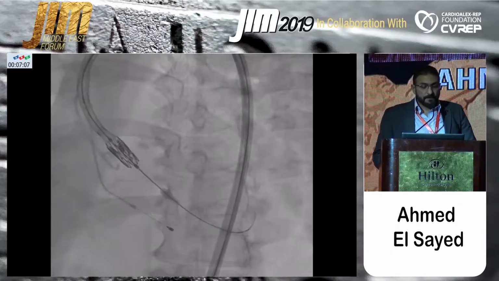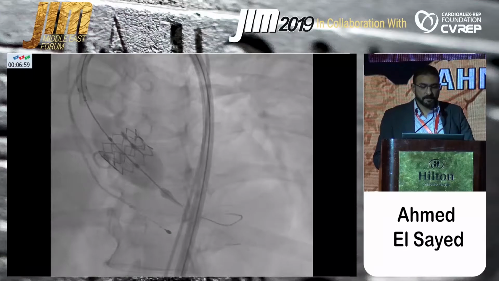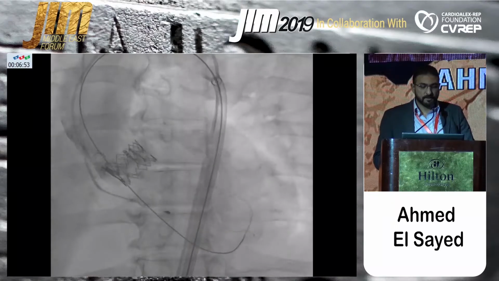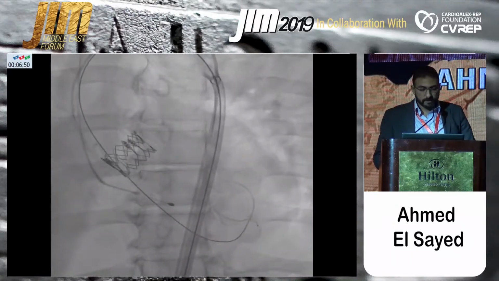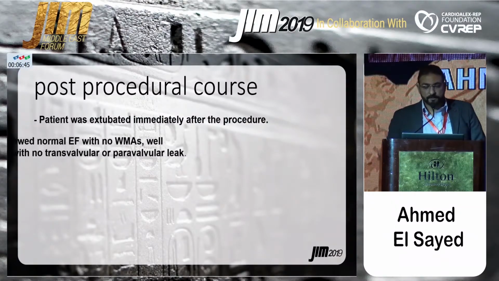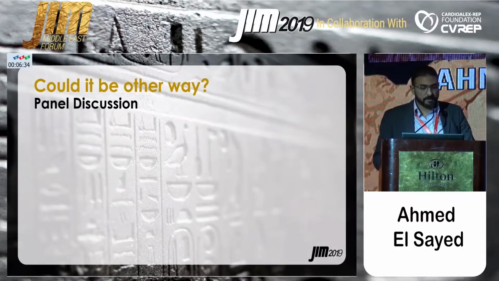And this is the 26 Sapien XT from Edwards in the aortic position, with rapid pacing, valve deployment, and the final result. You can see there is very good filling of both coronary arteries. The patient was extubated immediately after the procedure. The post-procedure echo showed normal function with no segmental wall motion abnormalities and a well-functioning prosthesis with no transvalvular or paravalvular leak. So I do appreciate your comments.